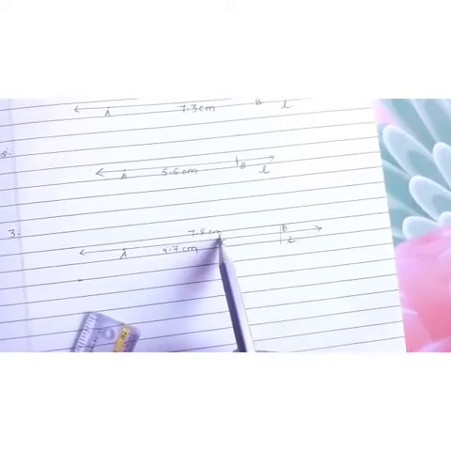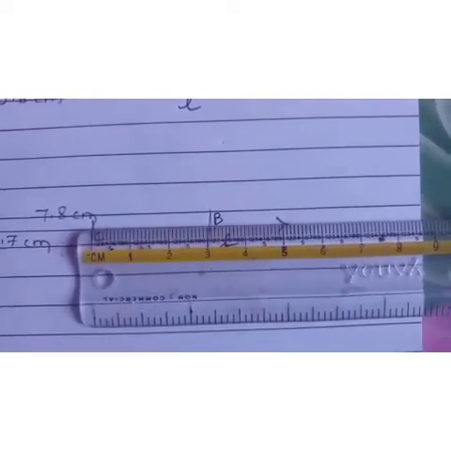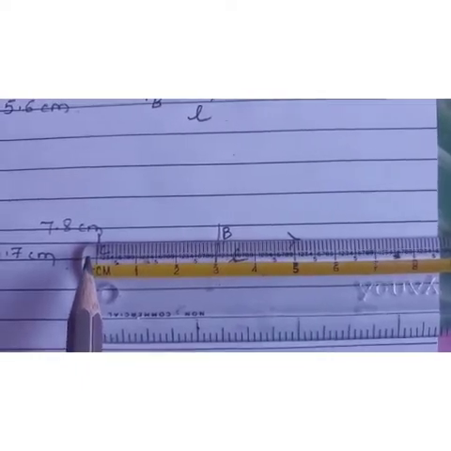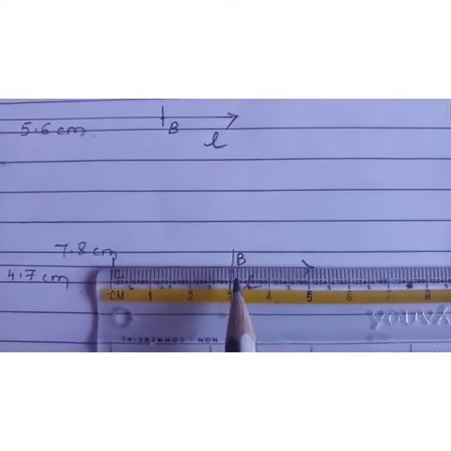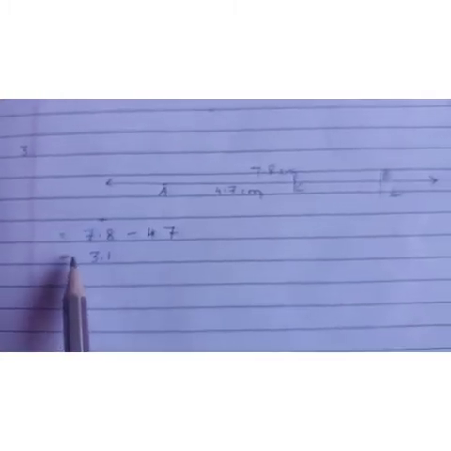Now you have to measure BC. What is remaining? Either you can measure with the ruler scale, or you can directly subtract. So children, when you observe, you see that from here to this point B, it is 3.1. So 7.8 minus 4.7, it is 3.1.